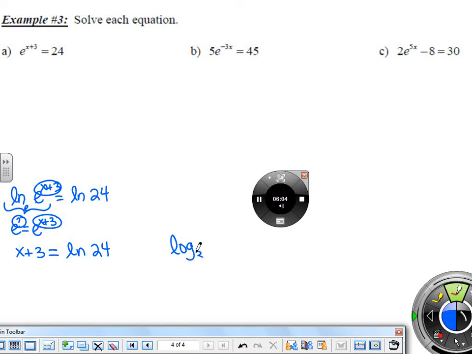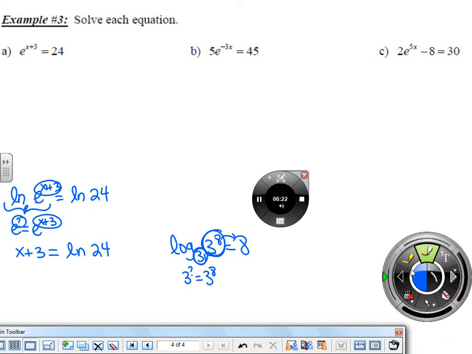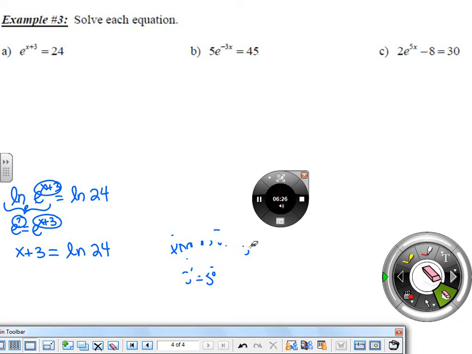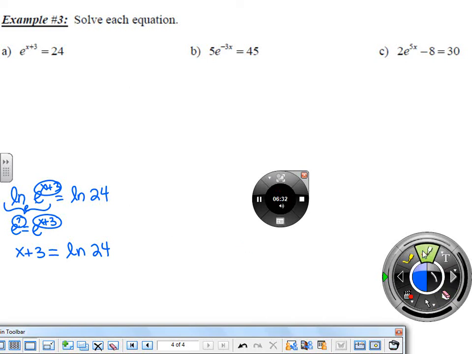But if you had log base 3 of 3 to the 8th power, this is saying 3 to what power equals 3 to the 8th power? The answer would be 8. So whenever the base of the log matches the base of this power that you're trying to make the log of, the exponent you see shows up as your answer. So that's why in these problems, where e is the base of the function, it's nice to use the natural log when solving because it makes the solving a little bit simpler.